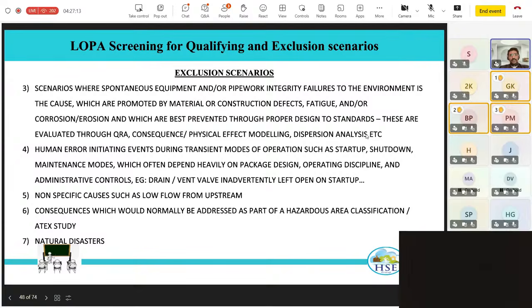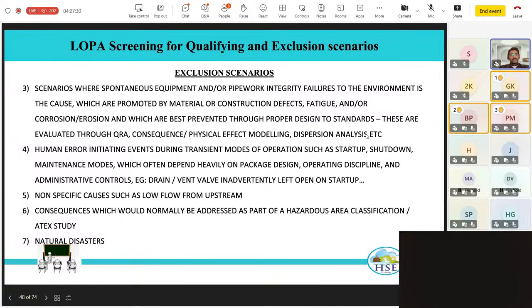An example for that is the drain or vent valve inadvertently left open on startup. Now there is no means of doing a LOPA for this. When you have a drain or a vent valve left open on startup, obviously it has to be flanged, it has to be blinded off. But those are part of an SOP activity which have to be done, or they are job safety analysis which is required to be done.